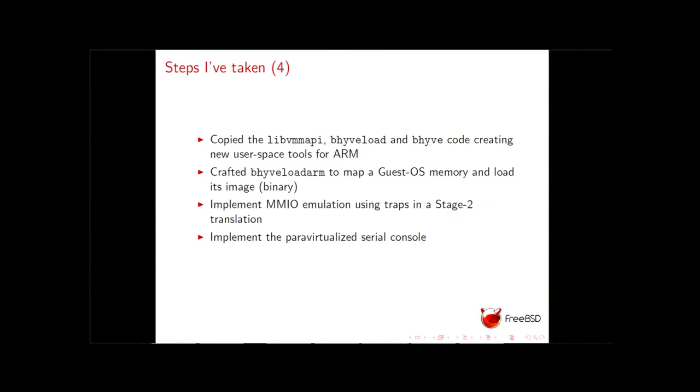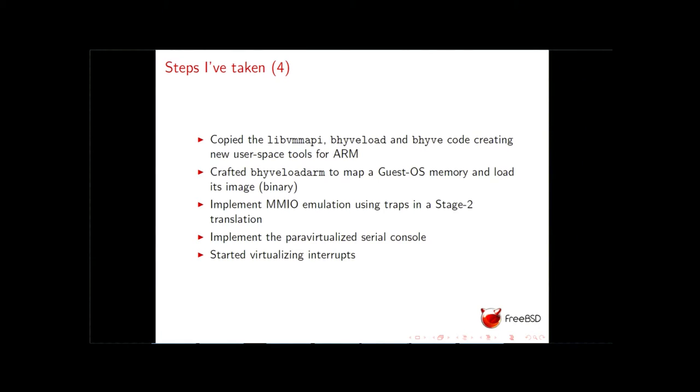For example, in this case, we implemented the paravirtualized console. Whenever the virtual machine, the guest, writes the letter A, for example, at an address, we catch that write as an exception, and we put the letter A on screen. This is how the paravirtualized console functions. It's very, very simple.